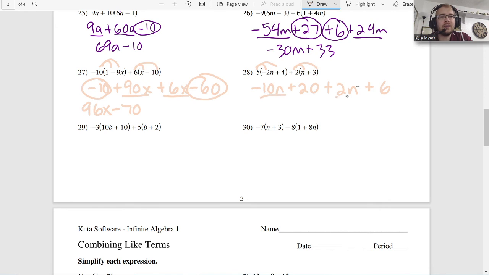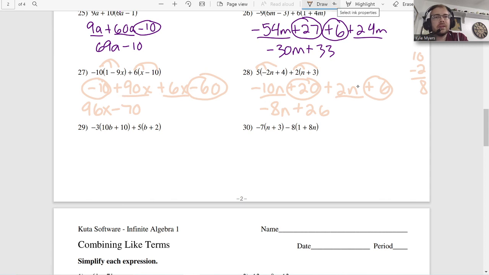All right, here's my n's. Negative 10n plus 2n. I'm going to subtract. That would be 8, but the 10 was negative, the 2 was positive, so I need to make this negative 8n. 20 plus 6 is 26. All right, on to the next one.